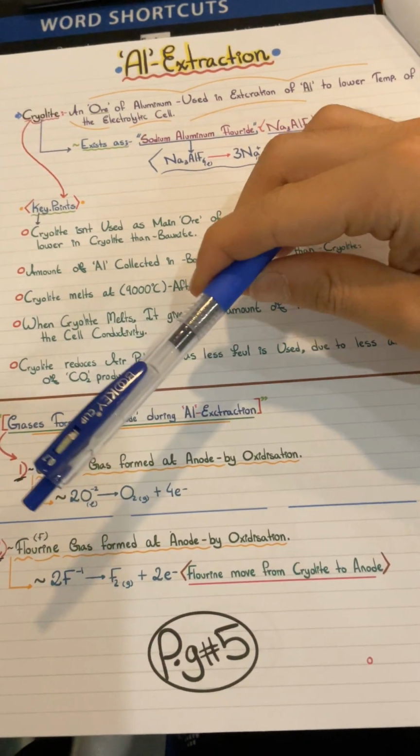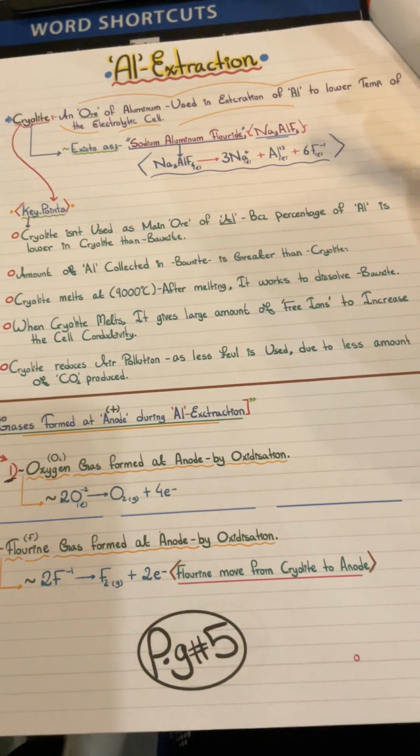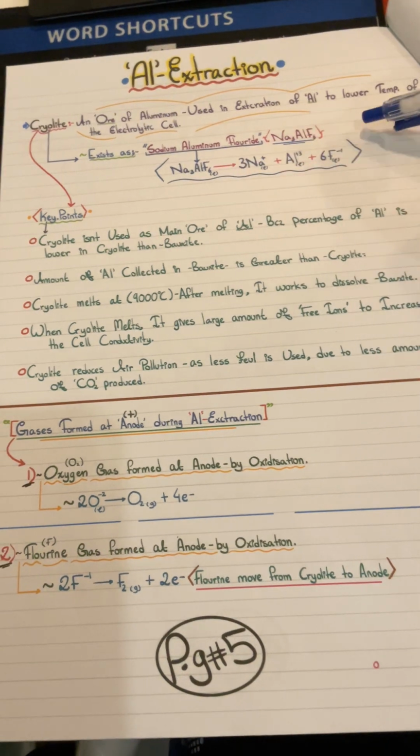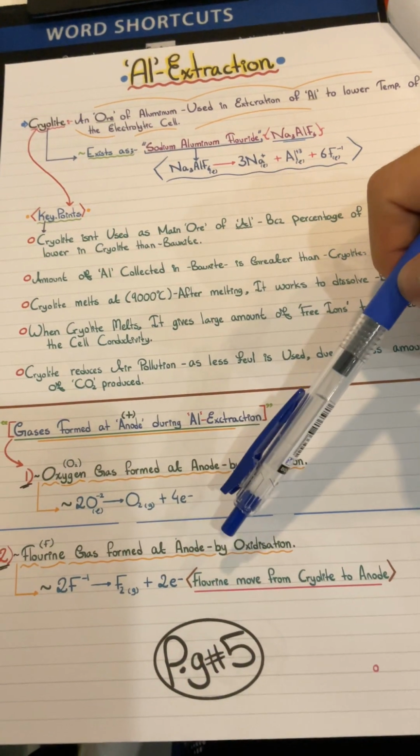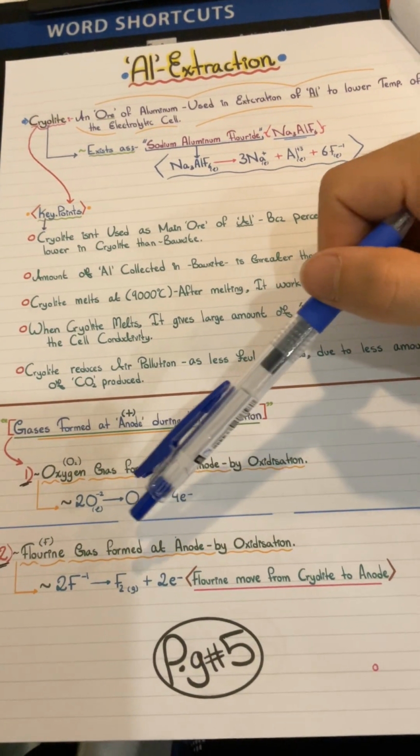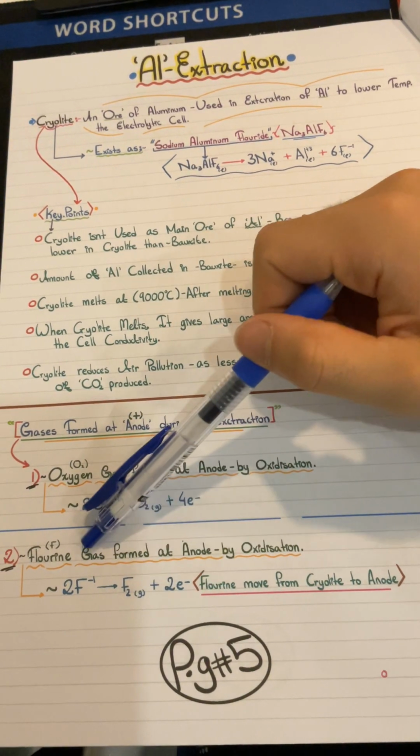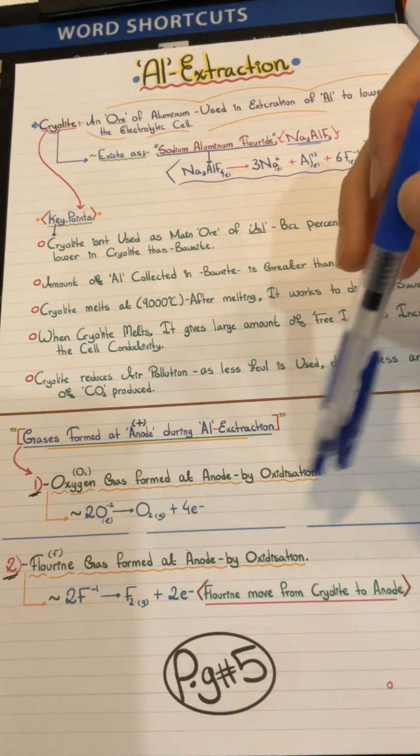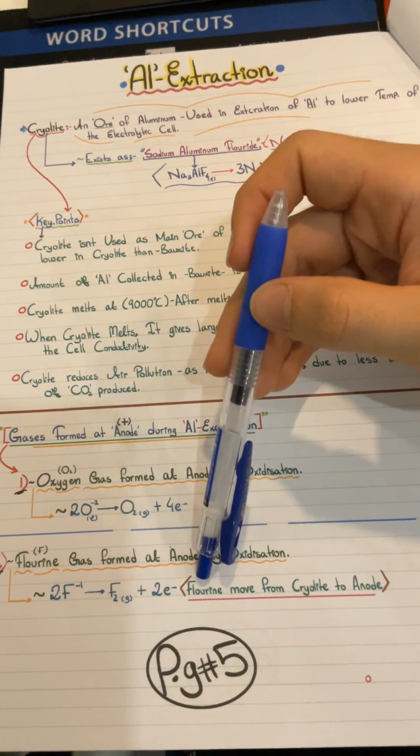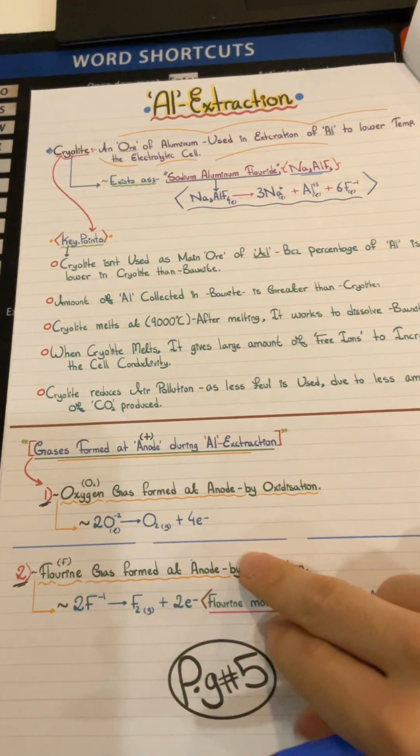Another gas is fluorine. Where does fluorine come from? From the cryolite. Cryolite, when you decompose it, you have fluorine, okay? Fluorine is formed at the anode by oxidation as well, okay? So the oxidation, loss of electrons, so fluorine will lose 2 electrons. As it is diatomic, fluorine moves from the cryolite to the anode.